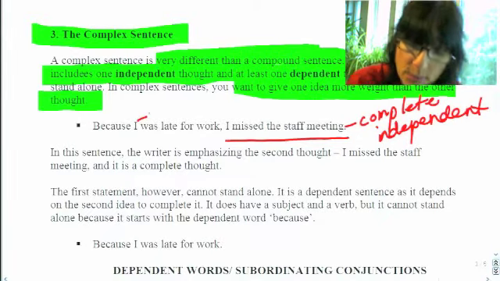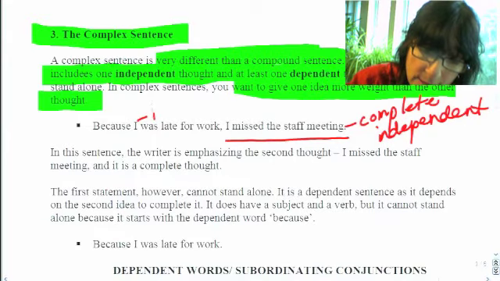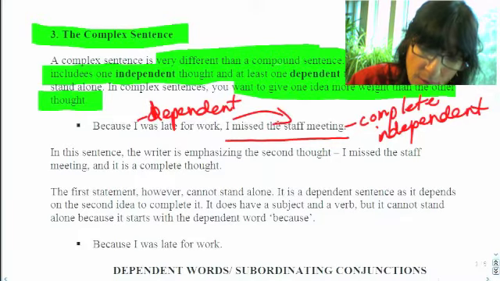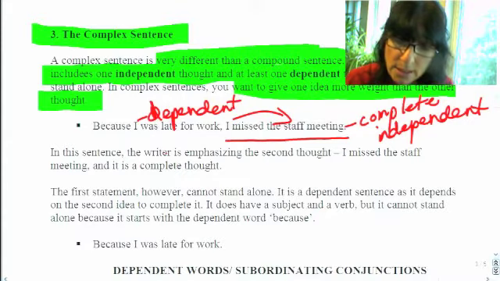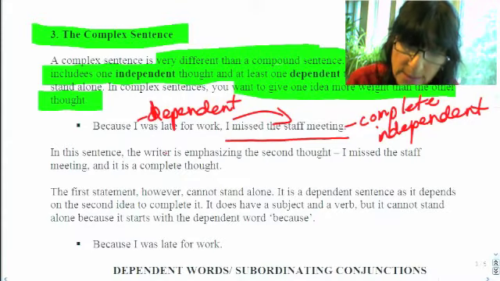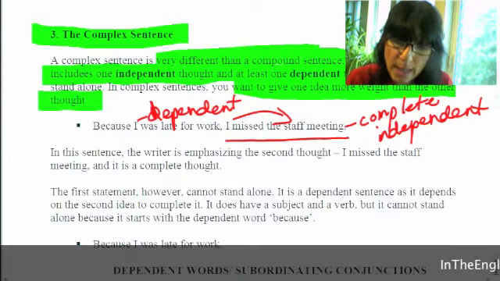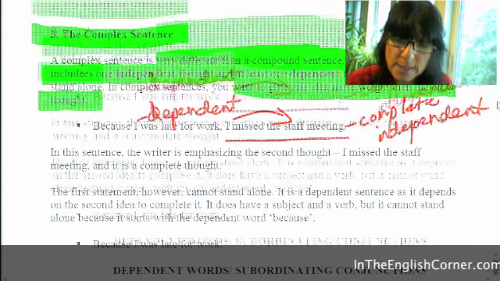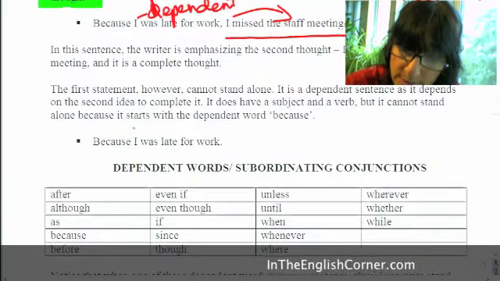This one, because I was late for work, cannot stand alone. It's dependent. Sorry, that's a D. Dependent on this thought to complete it. So in this sense, because I was late for work, what happened? You don't know what happened as a result of the person being late for work.